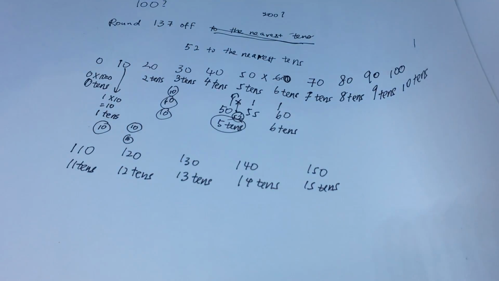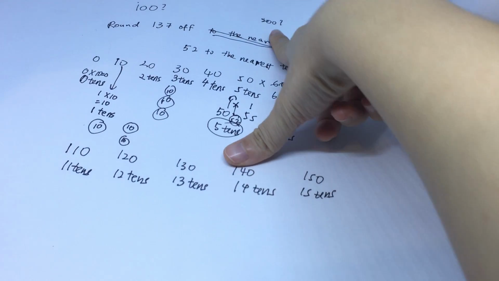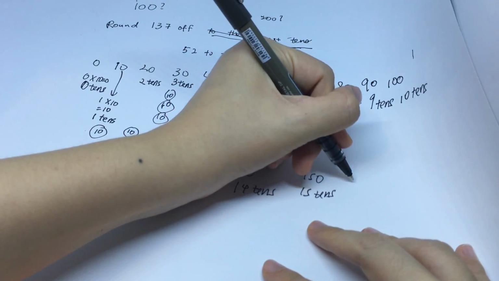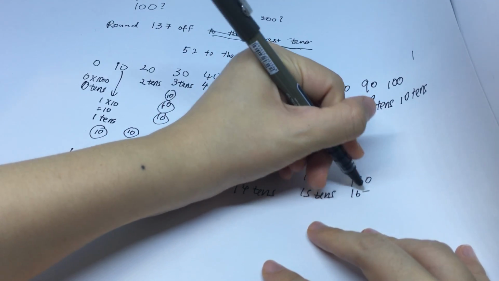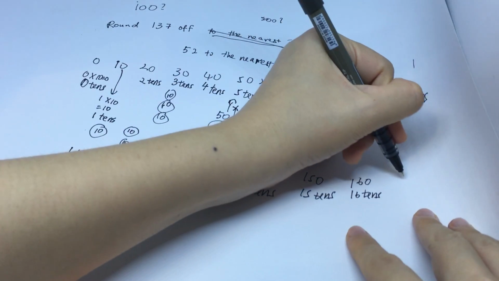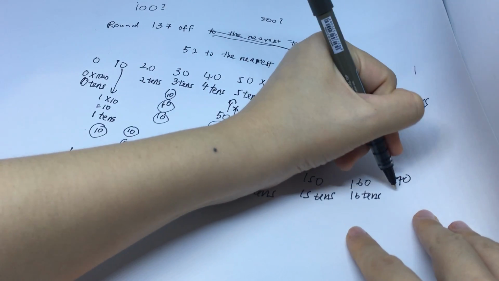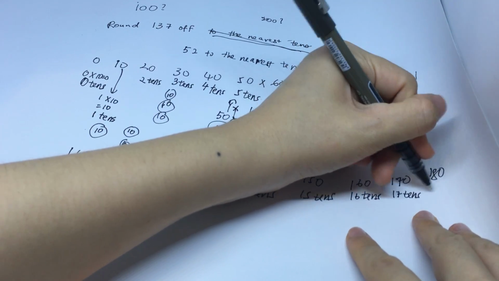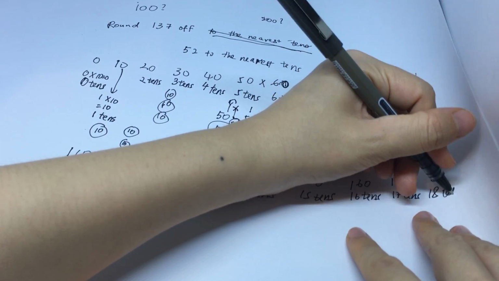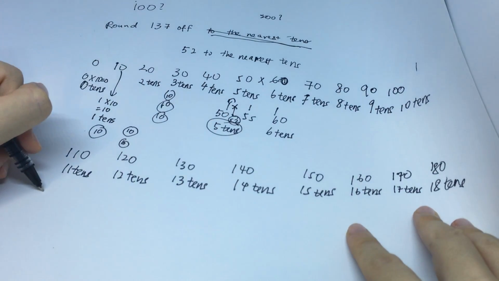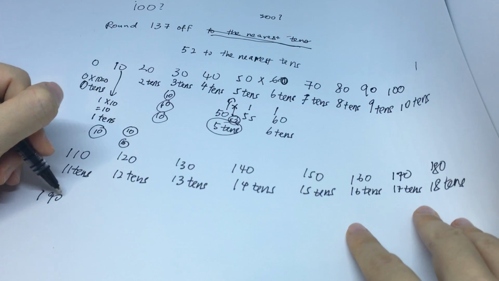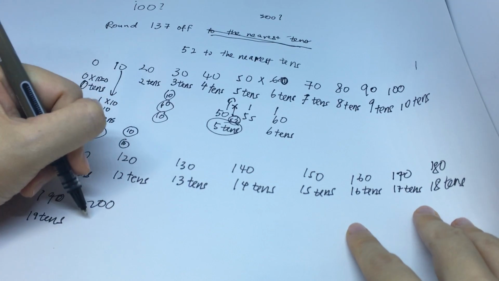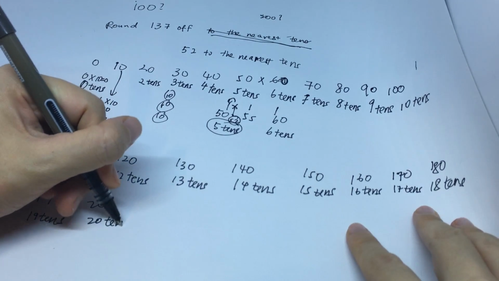Let's go all the way to 200, since Rex guessed that it's 200. 160 is 16 tens. 170 is 17 tens. 180 is 18 tens. 190 is 19 tens. And 200 is 20 tens.